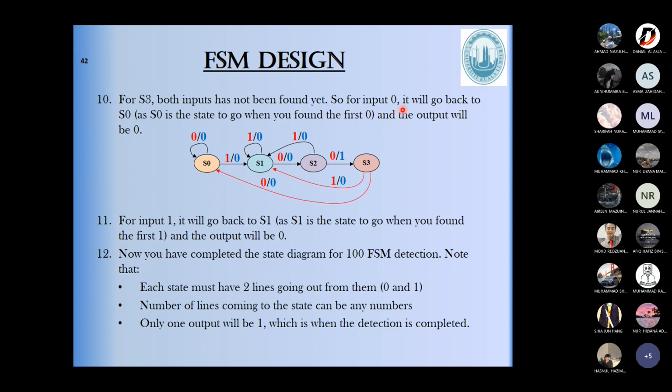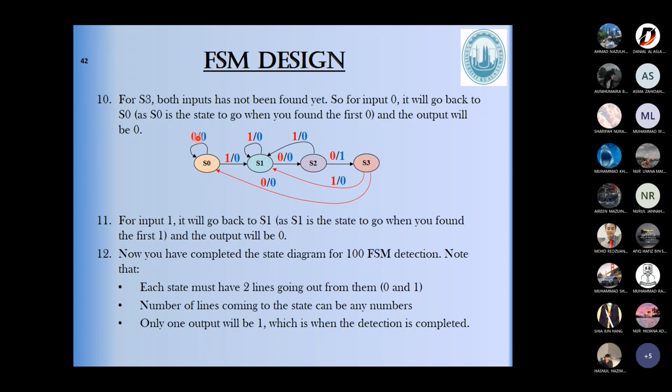So for input 0, it will go back to S0. Sebab apa? Because S0 is the state to go when you found the first 0. Okay, kenapa dia jadi first 0? Kita tengok garis lurus ni. This is 1, 0, 0. Maksudnya you dah jumpa apa yang you nak. Lepas tu you jumpa 1, 0, 0 and then you jumpa 0 lepas ni. So umpama state 0 jumpa 0 lah.